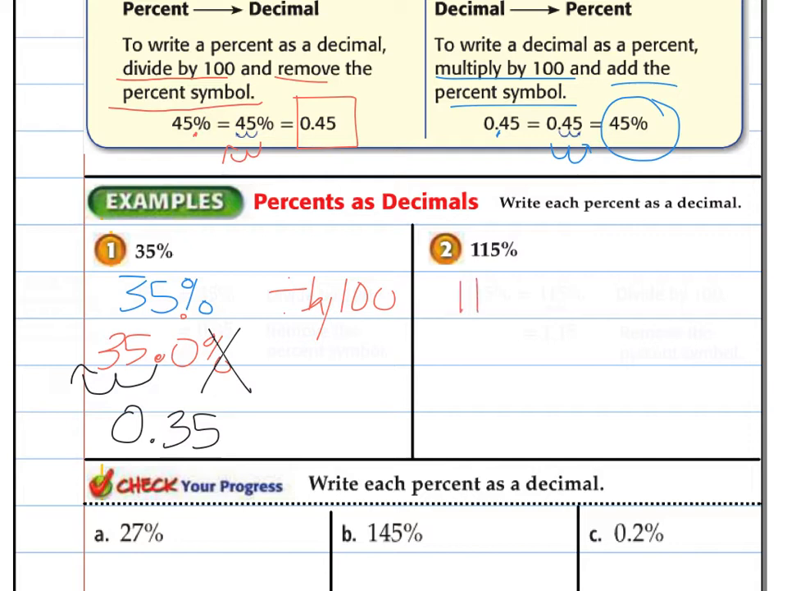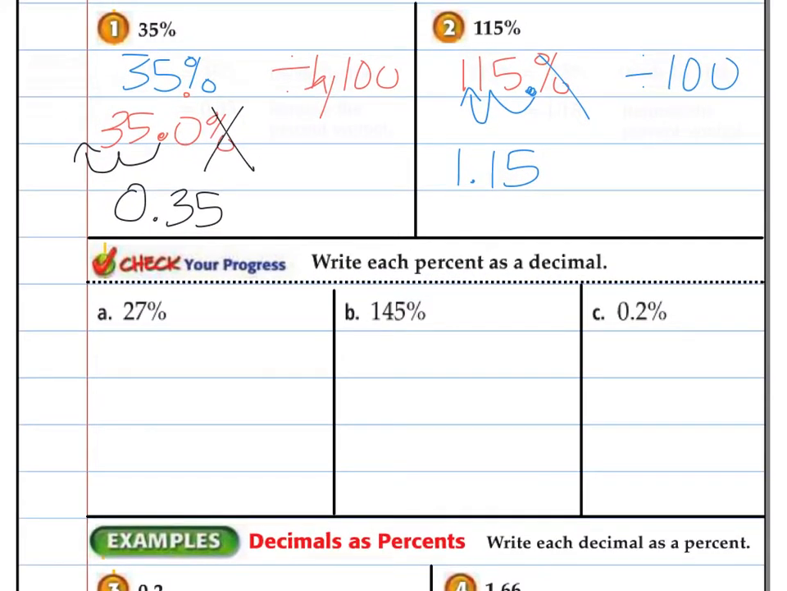Here we have 115%. I'm going to take this decimal and we're going to divide this by 100. So that's 1, 2. Notice how 115%, yeah, that's more than 1. So we're at 1 and 15 hundredths after we remove the percent symbol. Because more than 100% would be more than 1, so it makes sense that 115% is slightly more than 1.